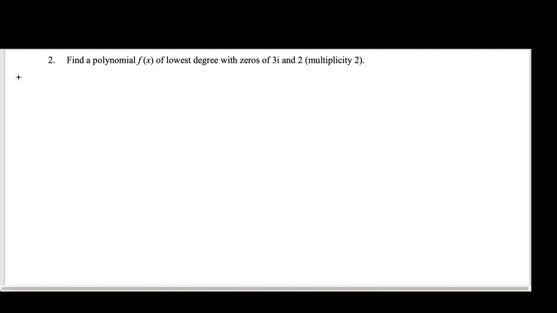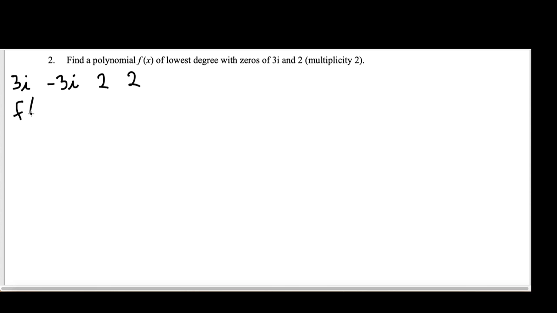So, according to the conjugate zeros theorem, if 3i is a 0, then negative 3i is also a 0. And then the number 2 is a 0, but multiplicity of 2 means that it repeats twice, right? So what we have is a polynomial with 4 zeros. So the polynomial that we come up with will be a 4th degree polynomial because there are 4 zeros.